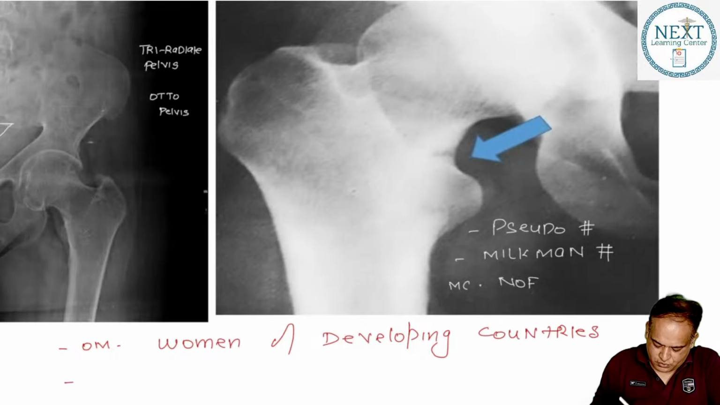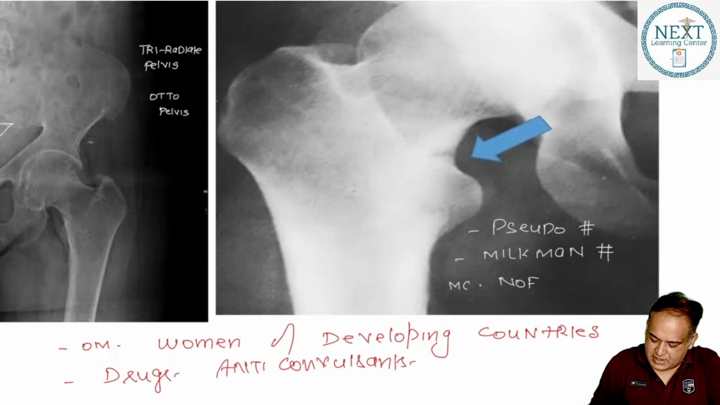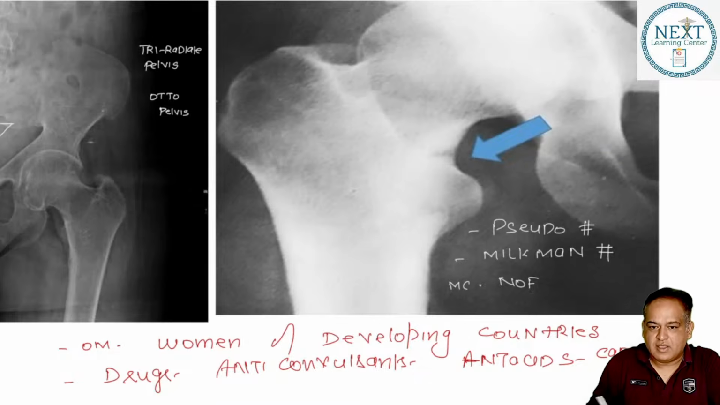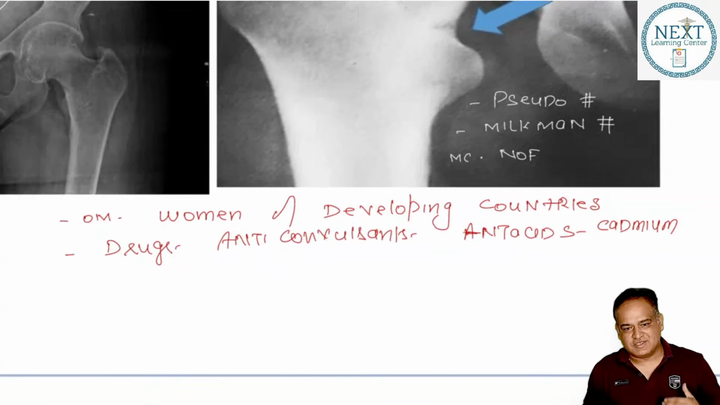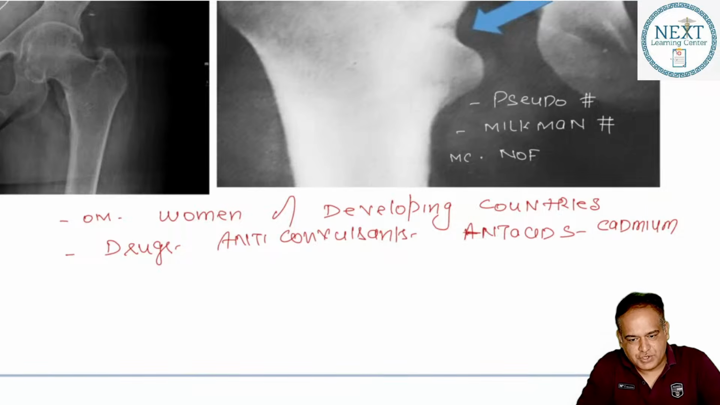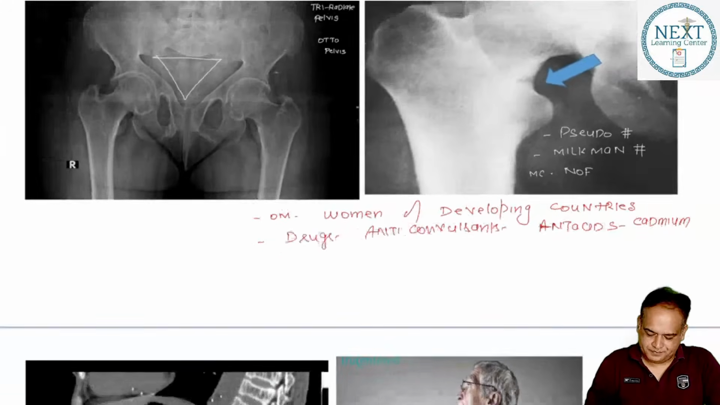Fine. Osteomalacia, drugs which are commonly responsible: anticonvulsants, antacids, heavy metals like cadmium, right? So these are some of the common drugs which cause osteomalacia.